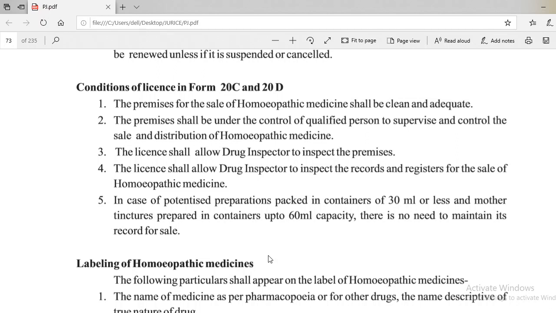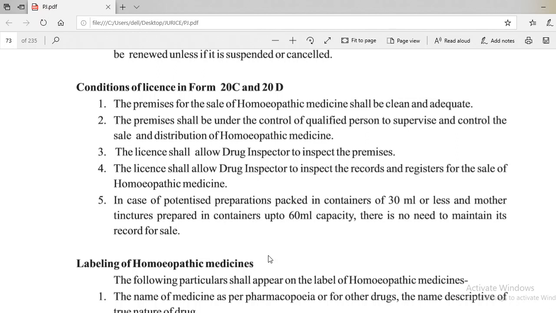The license shall allow the drug inspector to inspect and check the record and register, as well as, in case of potentized preparations packed in containers of 30 ml or less and mother tincture prepared in containers up to 60 ml. Potentized is nothing but the potency.